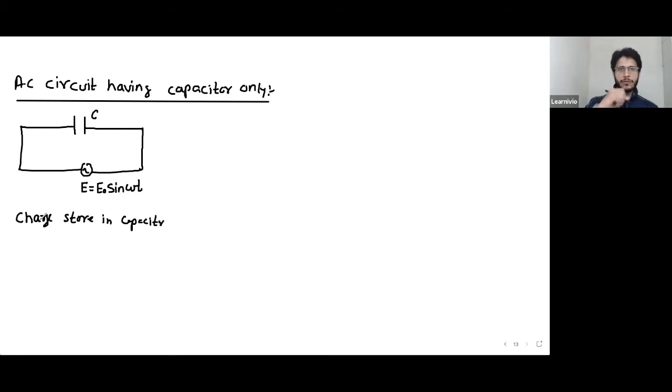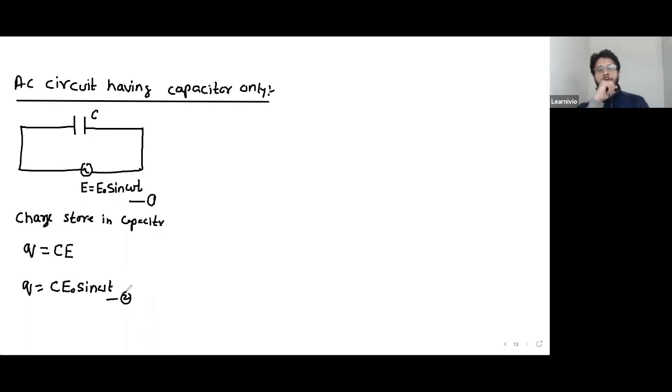So, does any one of you remember the formula to calculate charge in a capacitor? You have a capacitor C connected to an AC supply of EMF E. The charge Q is equal to CV. This we did in capacitors, right? Q is equal to C E. So if I substitute the value of E here, the charge comes out to be C E naught sine omega t. That's equation number 2. So now you have the equation of charge.